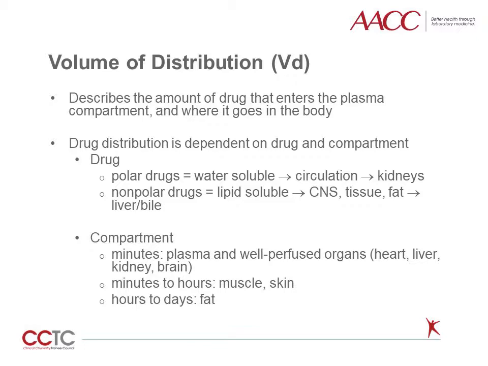Drug distribution to the various body compartments is dependent on the blood perfusion. It will take minutes for drugs to distribute to plasma and well-perfused organs such as the heart, liver, kidney, and brain. It will take minutes to hours for drugs to distribute to muscles and skin, and it will take hours to days for drugs to distribute to fat stores.